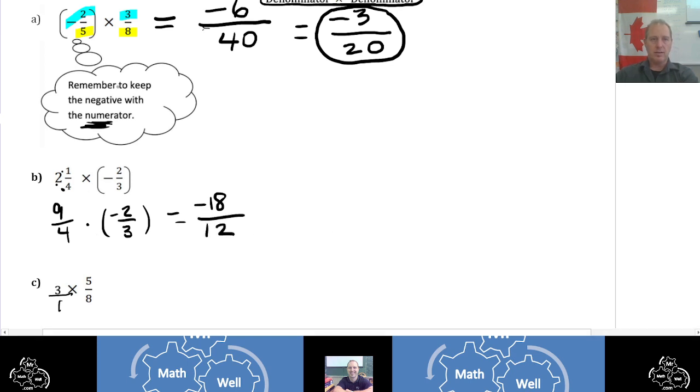Simple as that, isn't that great? So 9 times negative 2, 4 times 3. And yes, of course, we should simplify this by, I can divide both those by 2. That's what I always think of first. Can you divide them by 2 first? Go ahead and do that.